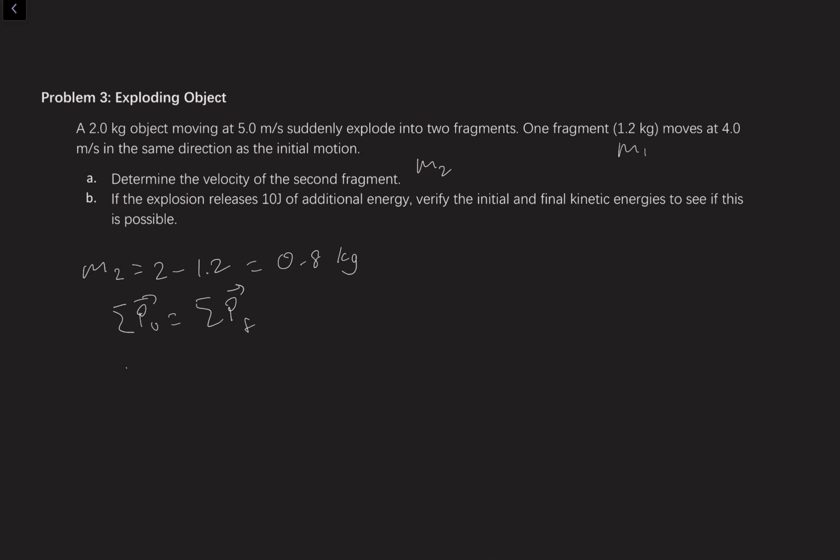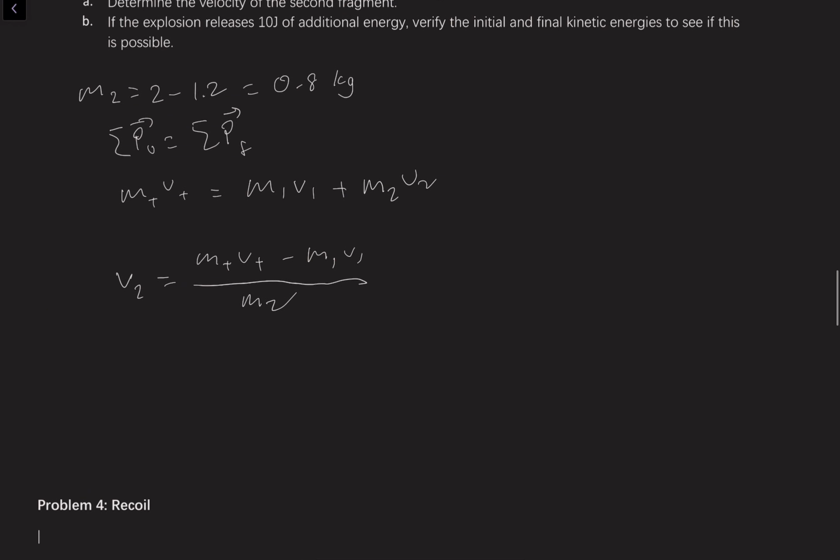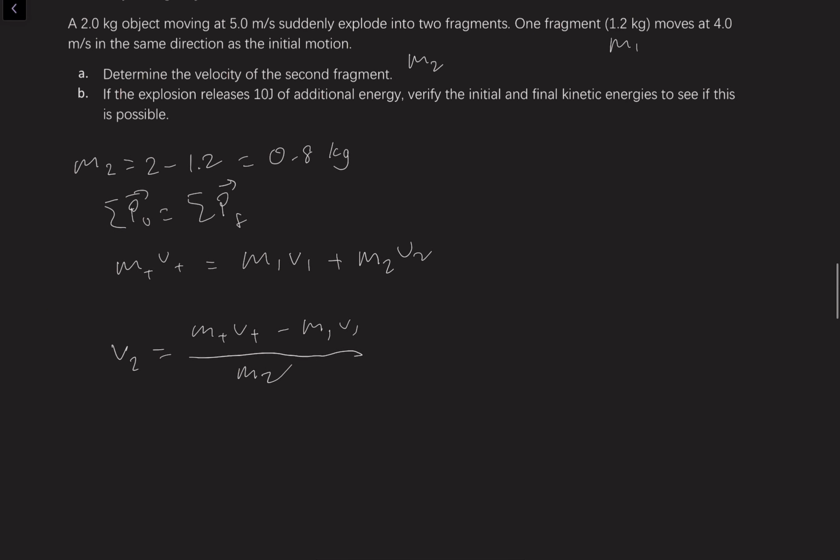Initially, it's M total, V total, and now it breaks into 2 fragments, M1 times V1 plus M2 times V2. Now we want to solve for V2. That is M total V total minus M1 V1 divided by M2. Now we can solve for it.